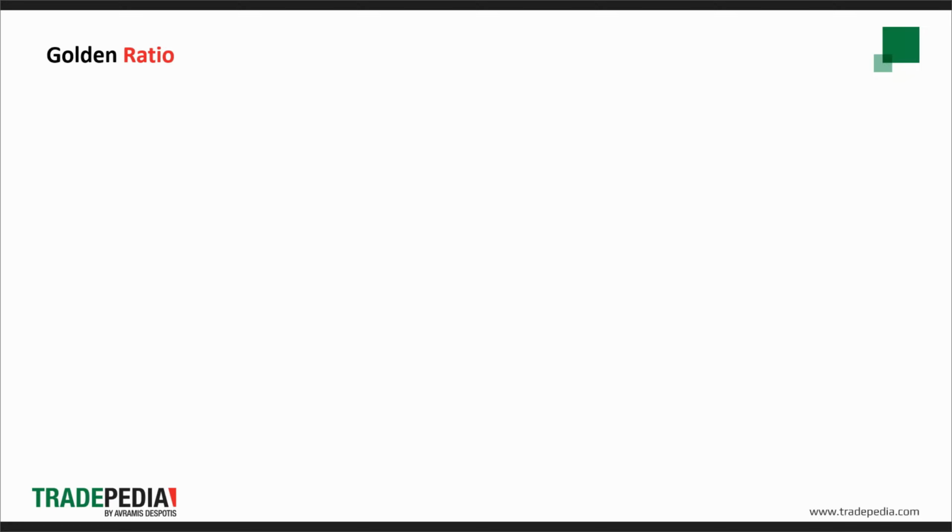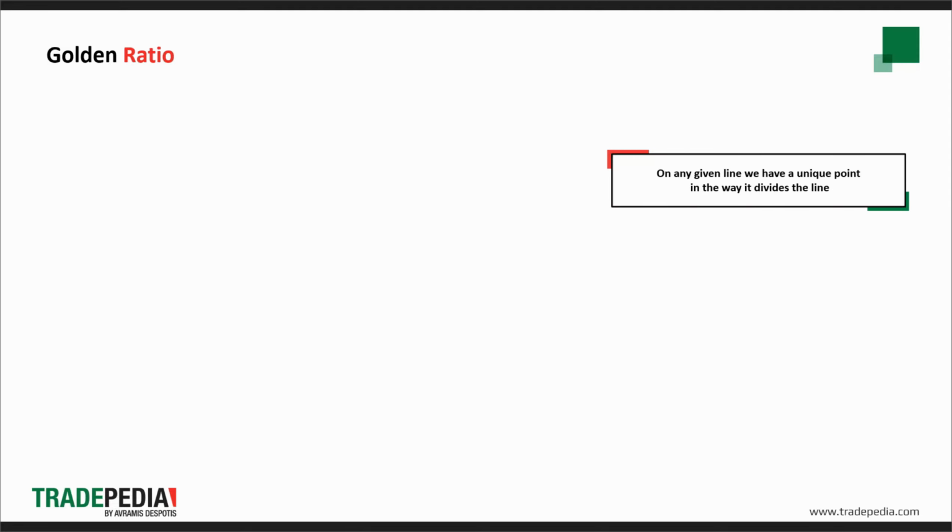0.618. It is the number that Pythagoras spoke about a long time before the Fibonacci series was even invented. It's related to the golden ratio. What Pythagoras deduced is that on any given line, we have a unique point in the way it divides the line. What does that mean? Let's just look at this line.